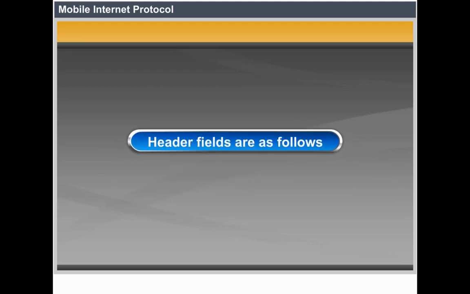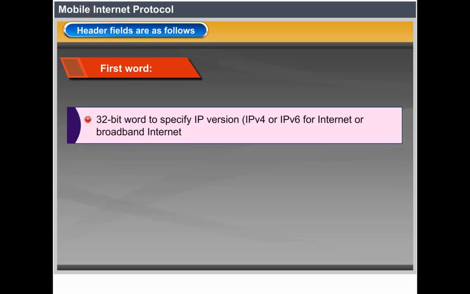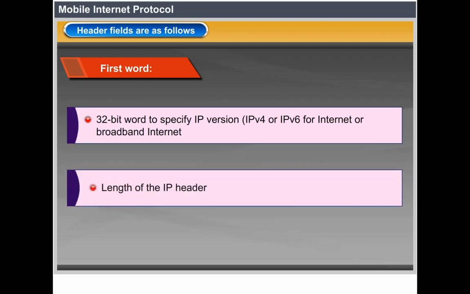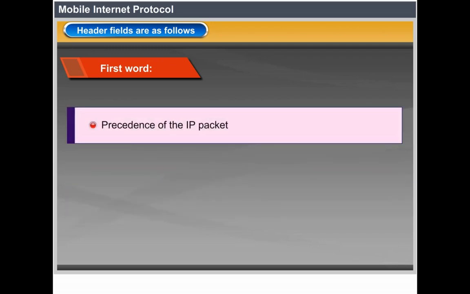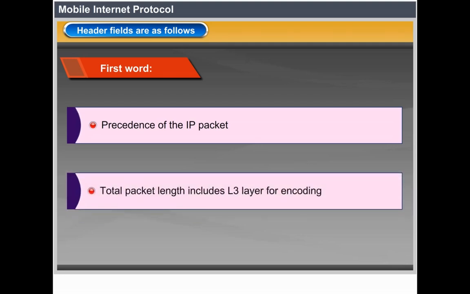Header fields are as follows. First word: a 32-bit word to specify the IP version, IPv4 or IPv6 for Internet or broadband Internet; the length of the IP header; the precedence of the IP packet; and the total packet length including the L3 layer for encoding.